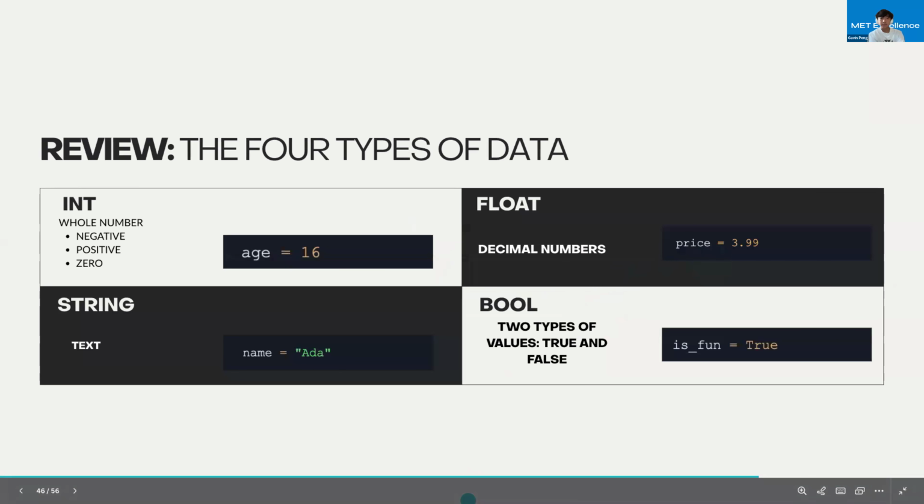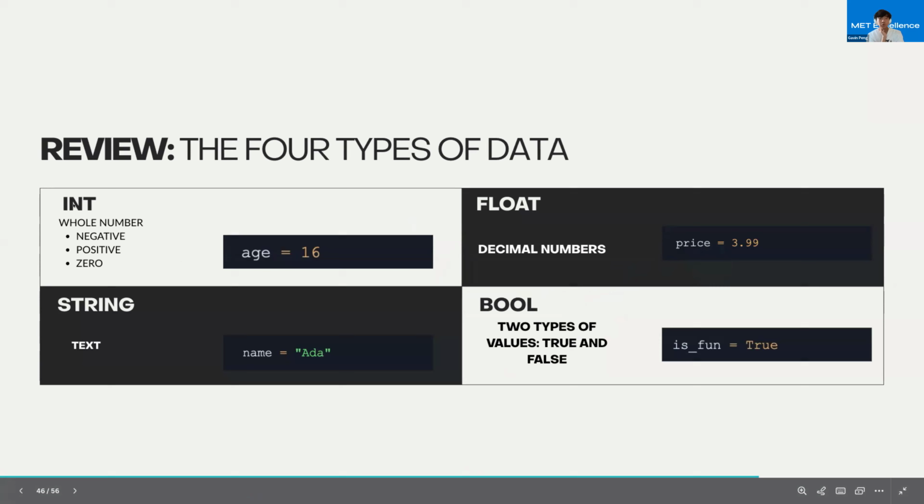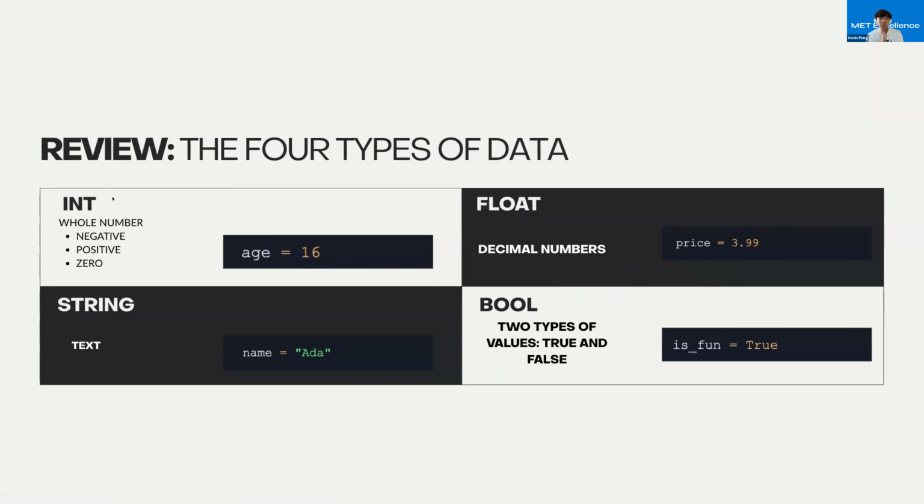it's the review time. Firstly, we're going to review 4 types of data. First up, we have int, which is short for integer. This is any whole number. Every single value in Python belongs to a few basic types: int, float, string, and bool. Int is just a whole number. It can be positive, it can be negative, it can be zero, it's anything.